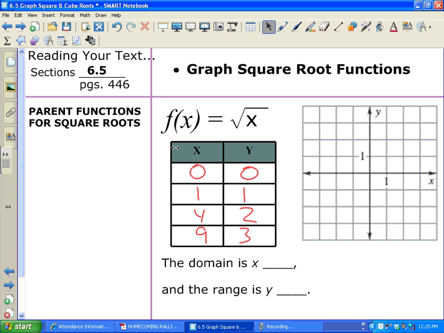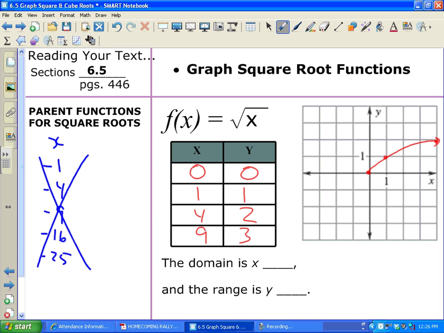Let's look at this graph. Plot the points that we have: (0, 0), (1, 1), (4, 2), and unfortunately on this graph, my coordinate (9, 3) is not on it. I'll go ahead and connect these dots. That's our curve. Now, here's the unique thing that happens in this graph. At no time whatsoever am I able to put in a negative number for x. My domain is restricted.